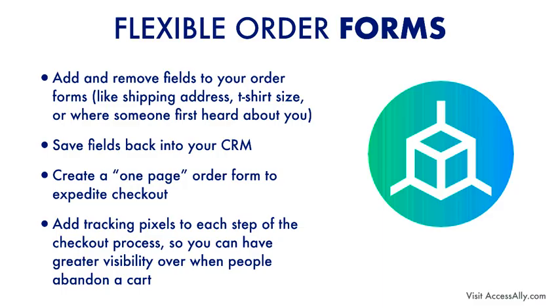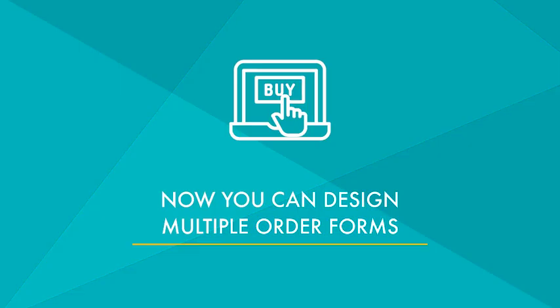So what is this release all about? It's about order form designs. Now you can add and remove fields to your order forms like shipping address, t-shirt size, and where someone first heard about you. You can also save these fields back into your CRM, and you can do all kinds of stuff, like create a one-page order form to expedite checkout and add tracking pixels to each step of the checkout process. You can have greater visibility over when people are abandoning the cart. Plus, now you can design multiple different order forms for different offerings and really customize the look and feel.